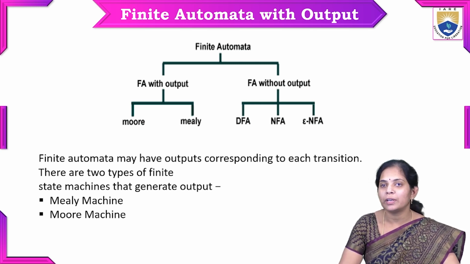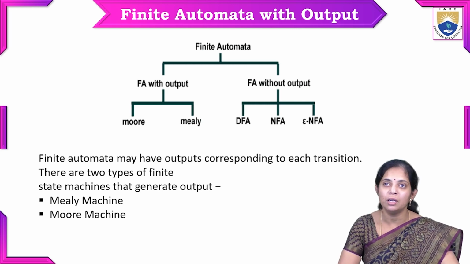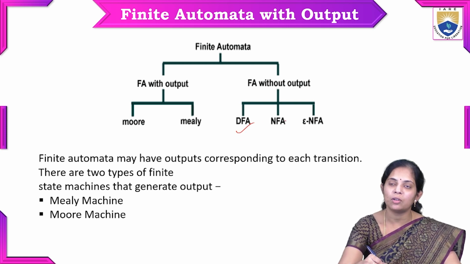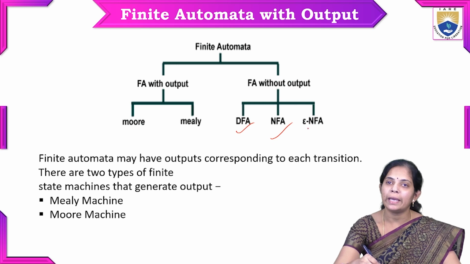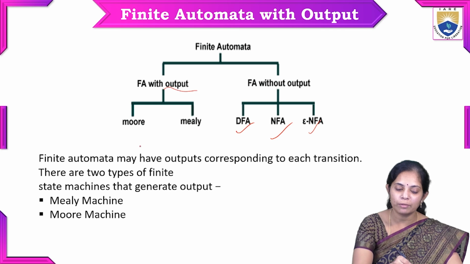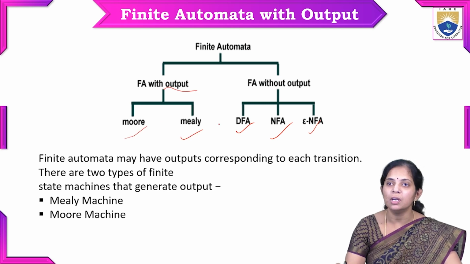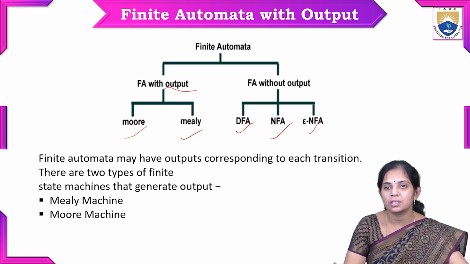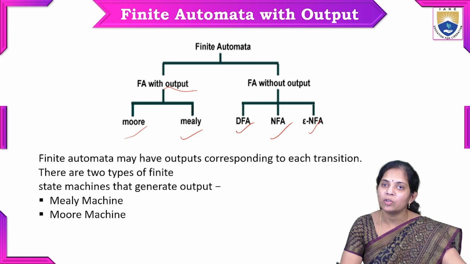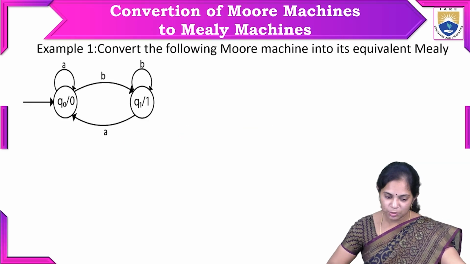Let us revise: finite automata with output and without output, how many machines are there. Without output, we already discussed the deterministic finite automata, non-deterministic finite automata, and epsilon NFA. With output, we have the Moore machine and Mealy machine. We already discussed how to construct them, and now in this video I would like to explain the conversion of Moore machine to Mealy machine. So let's discuss with an example.